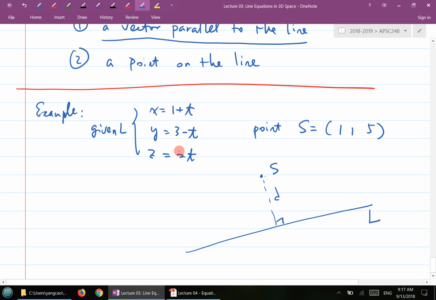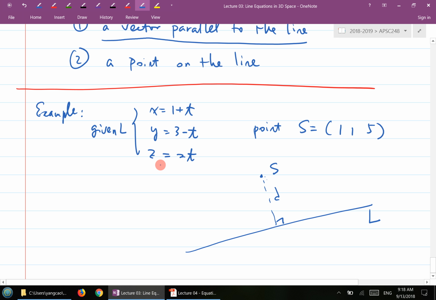If you're given a line L and a point S, then I would always be interested: is the point S on the line L or not? That's always something that you will be interested in. How do you verify that? Yes. Plug the coordinates for S into the left side of the equation. Yes, and then? And then solve, and if t doesn't equal the same in each equation, then it's not on the line. Excellent. That's how you can verify whether the point S is on the line L or not.